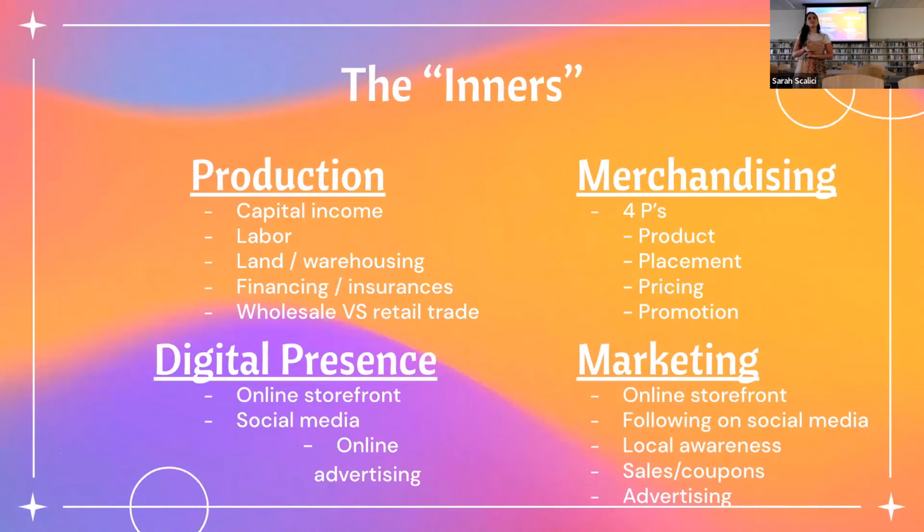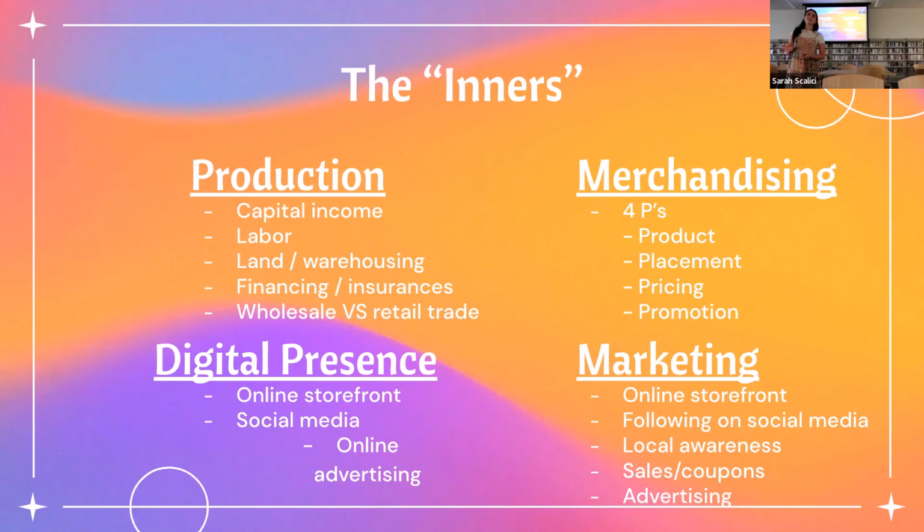So there are 4 parts to the inners of the name. First, it's production, which is capital income: what is the business looking to make revenue-wise? Labor: who is making the merchandise, and are you going to buy it from a vendor? Land and warehousing: are you going to sell it or store it in a land or warehouse? Financing and insurances: how much are we spending and what do we need to insure? And then wholesale versus retail trade, which is how much you are buying it for at wholesale value and how much you are selling it for at retail value.